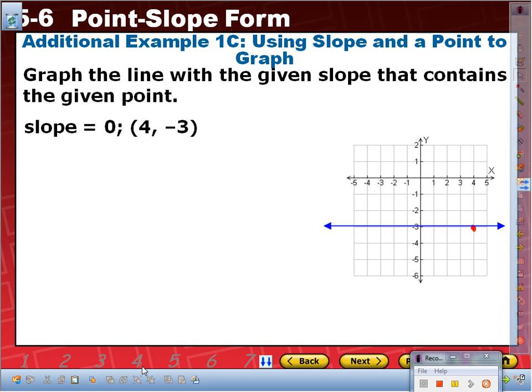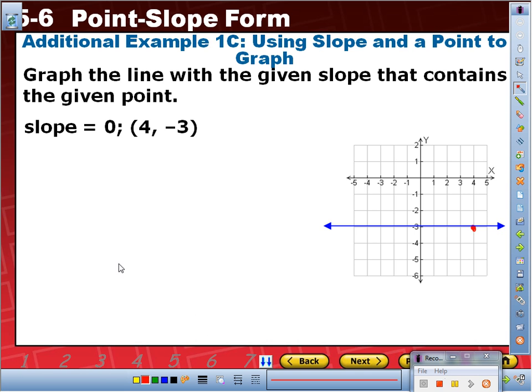Now, if you don't see it, check this out. Another way of looking at it is like this. My slope is 0, 0 over 1. Let's see. What is the rise? 0. And how many steps to the right? 1. There's my point. I do it again. I do it again. And I do it again. And that's how you create your line. Everybody got it? Okay, let's go to the next one.